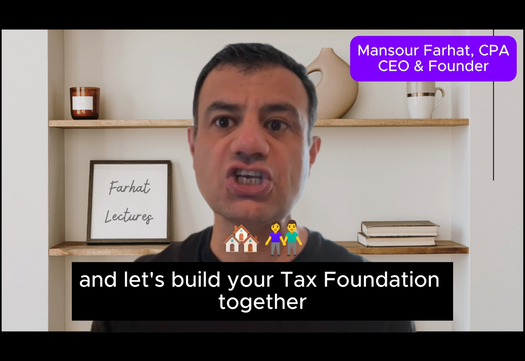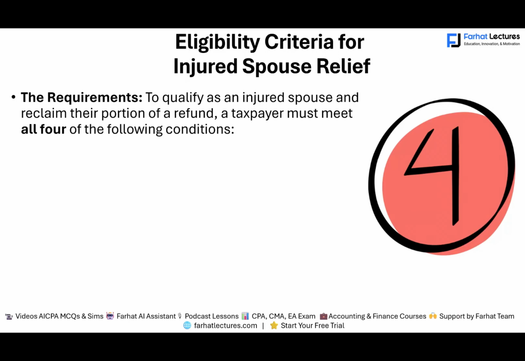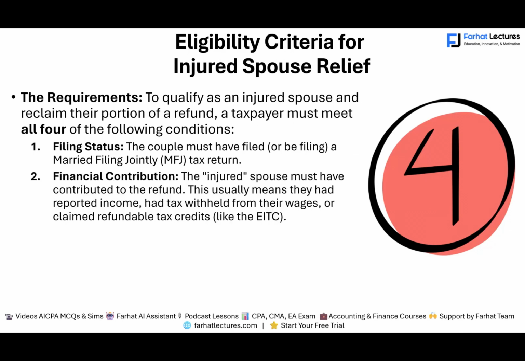So to qualify for injured spouse relief and reclaim a refund, the taxpayer must meet certain requirements. We're going to list them under 4 requirements. The first, the obvious one, is they have to be married filing jointly. Why? Because if you're married filing jointly and your refund is taken because of the other spouse, you can claim this injured spouse relief.